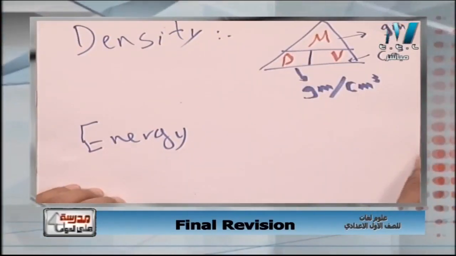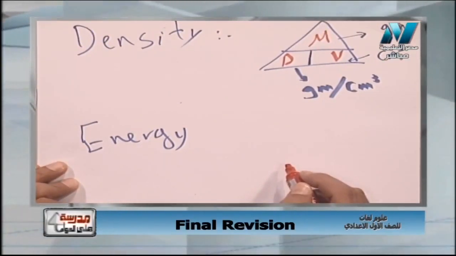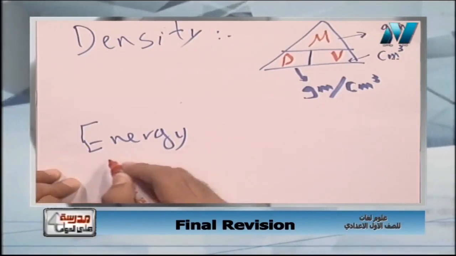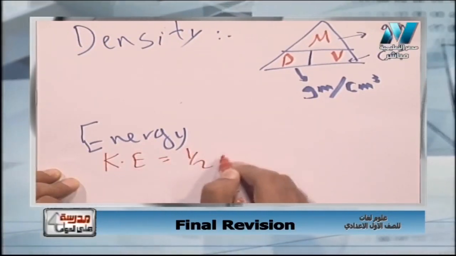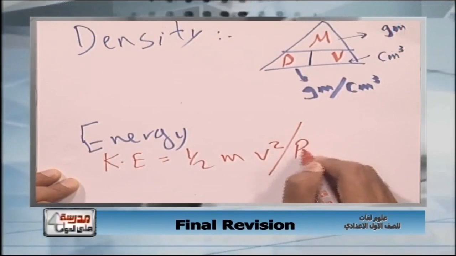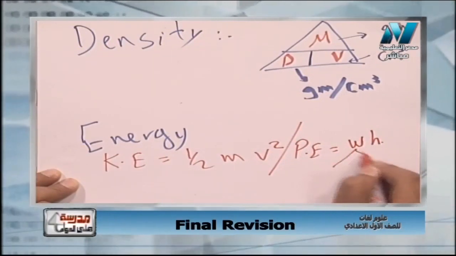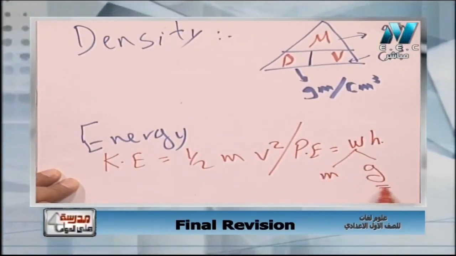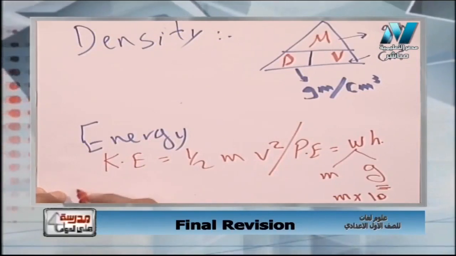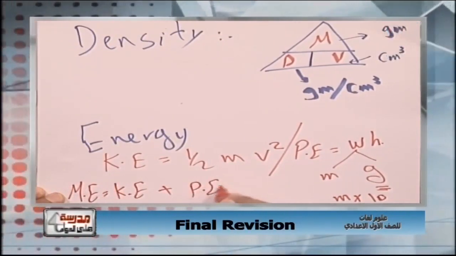Number 2, energy. I must remember that I have two forms of energy that I studied this year. They are related to problems. First one, kinetic energy, which equals half mass times speed squared, or velocity squared. Number 2, potential energy, which equals weight times height, and this weight equals mass times gravity acceleration, which equals 10. And I mustn't forget that mechanical energy equals kinetic energy plus potential energy.